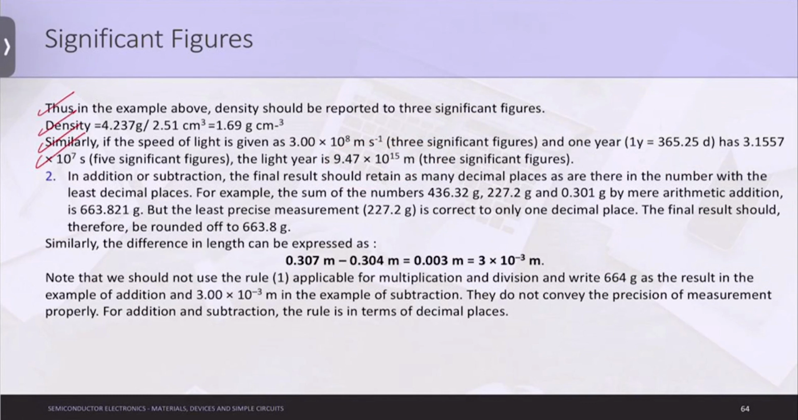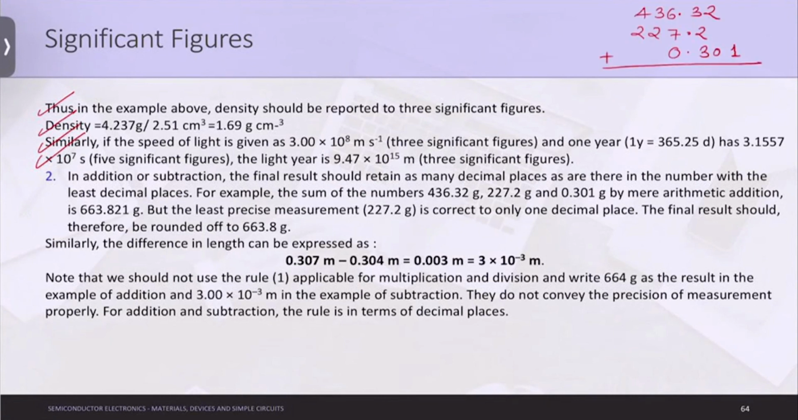Okay, moving on. In addition or subtraction, the final result should retain as many decimal places as there are in the number with the least decimal places. Again, similar intuitive data. For example, the sum of the numbers, let us say these are the numbers to be added. So it's 436.32 grams. Finally, you just need to add this, right?